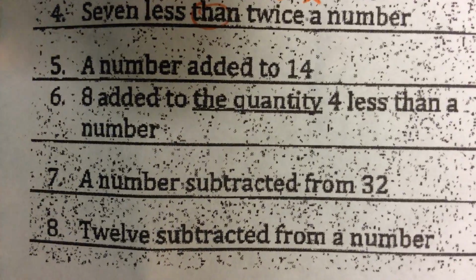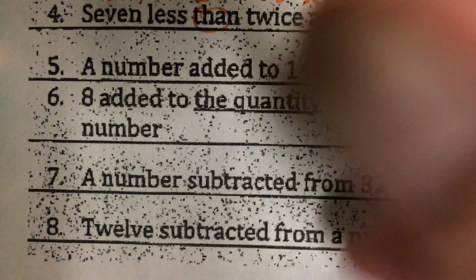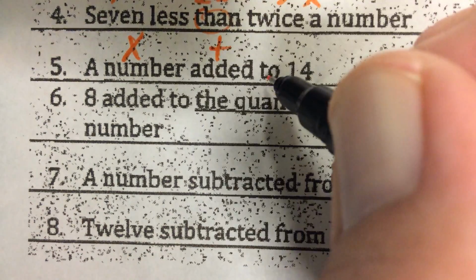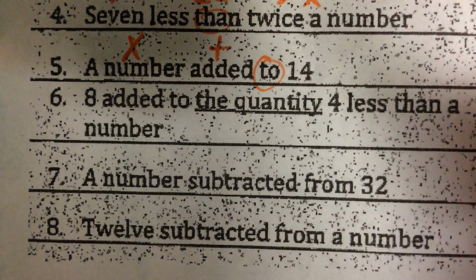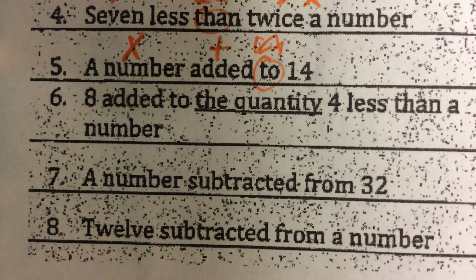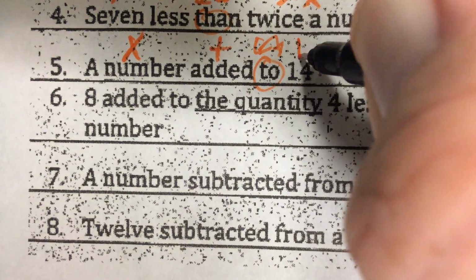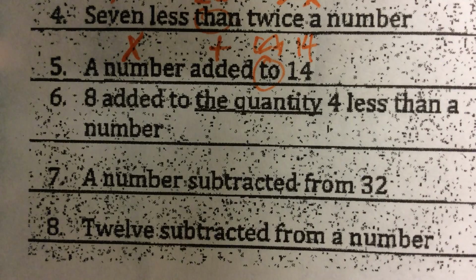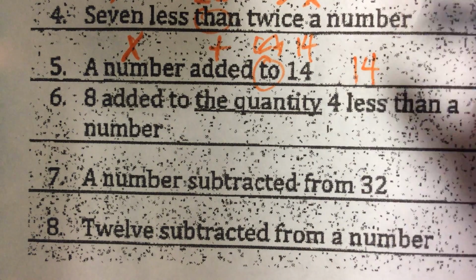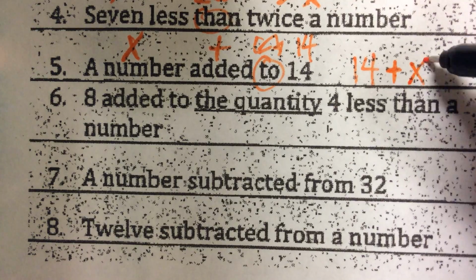Next example, number 5. We have a number. Again, any variable you want. I prefer x. Added means plus. We have the word to. There's our turnaround word. So I'm going to flip the order, draw the arrows to remind me, and then 14. So instead of x plus 14, we're going to have 14 plus x, because we start with 14 and then we're adding the number to 14. So it'd be 14 plus x.